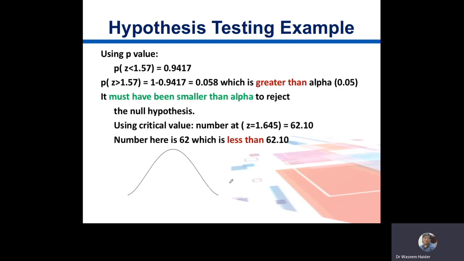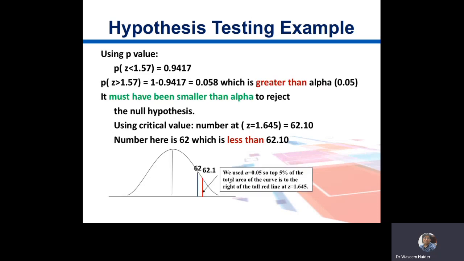You can calculate the t-value too. Our number is 62. Again, less than that, so we fail to reject. In all scenarios, here we fail to reject the null hypothesis.